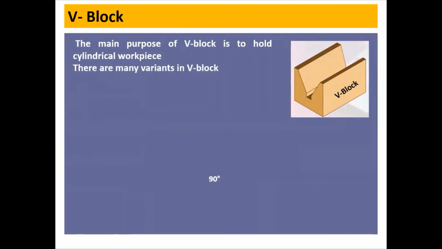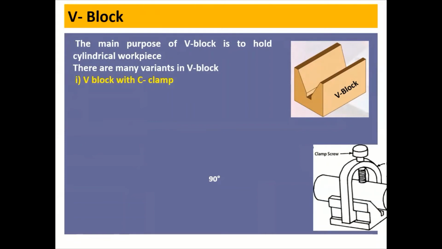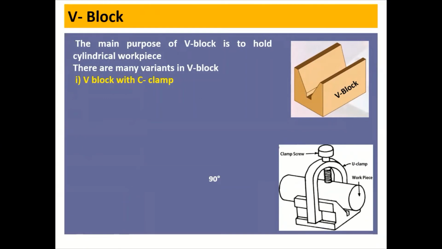Now, there are many variants of the V block. You can see the first one is the V block with a C clamp, on your screen. This is again a V block with a C clamp, or you can say the U clamp also. The U clamp or C clamp is provided to secure the cylindrical workpiece very firmly on these V grooves. So this C clamp plays a very important role here, just to hold a workpiece firmly.